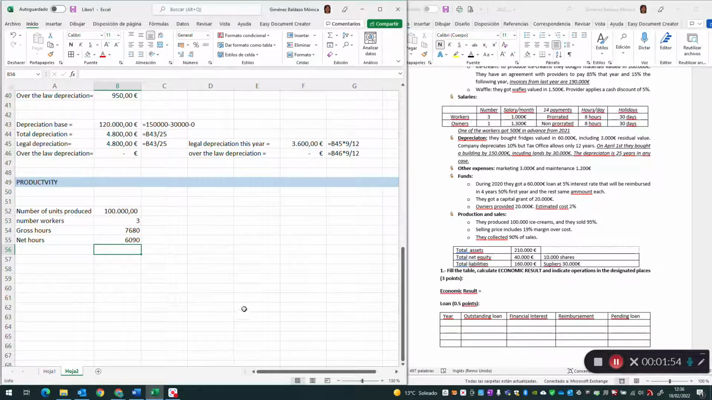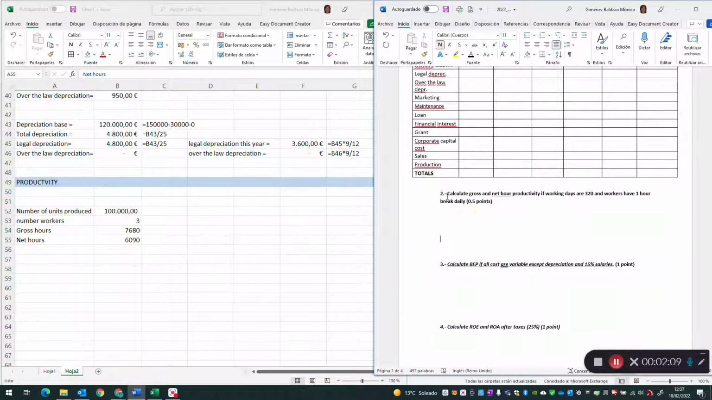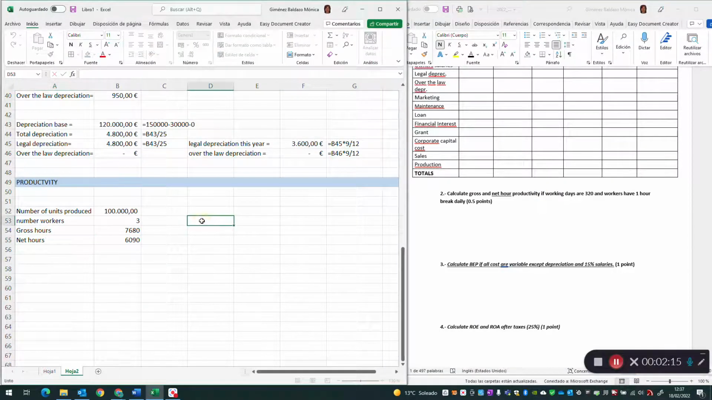With this, the exercise is not complete. Many people arrive here, calculate gross hours correctly, calculate net hours correctly, and during the exam, they don't calculate productivity. What the exercise is asking you to do is to calculate productivity, okay? So reaching this point does not give any point to you. You have to finish, okay? And in order to finish, you have to calculate the productivity.